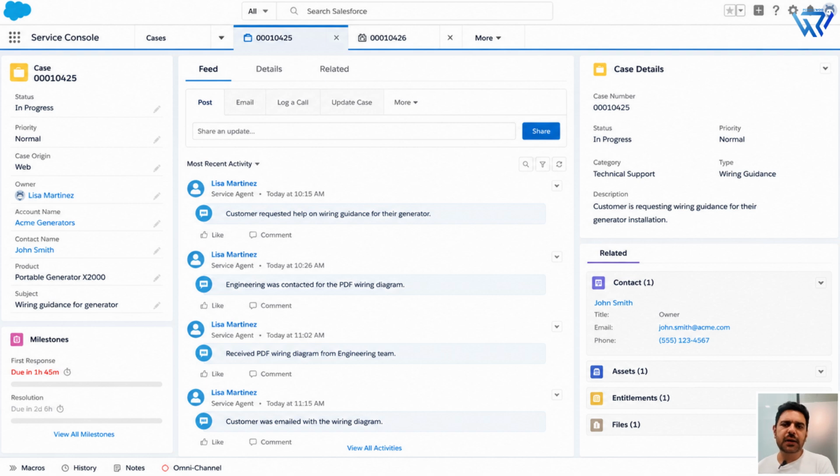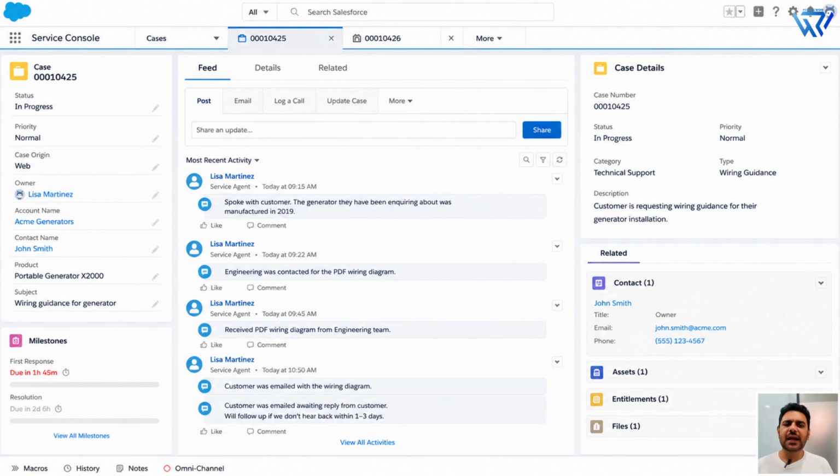So initially a customer requested help on wiring guidance, so the Salesforce Service Cloud agent wanted to speak with their engineering team to obtain a PDF wiring diagram. So they wrote a comment that engineering was contacted for the PDF wiring diagram. Then they might have emailed the same diagram to the customer. They wrote another case comment that the customer was emailed with wiring diagram.